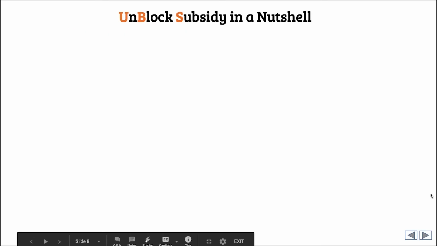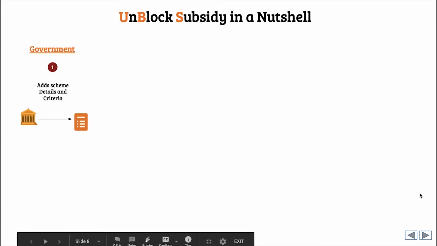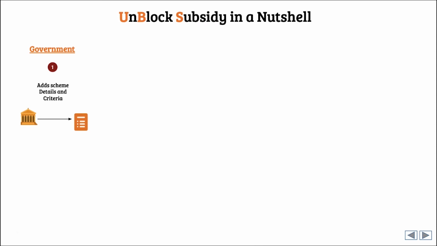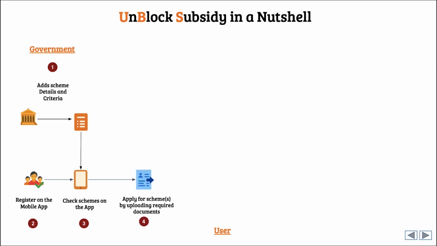So for this, our solution in a nutshell is as follows. First of all, the government is responsible for adding scheme details and various criteria. So whenever a new scheme is formed, the government has a set of criteria or details regarding that, and these are updated by the government. There is a mobile app on the user's side. Using this mobile app, the person will be able to see what all schemes are given by the government. So the person first has to come and register on the mobile app, and then after that he'll be able to check schemes on the app.